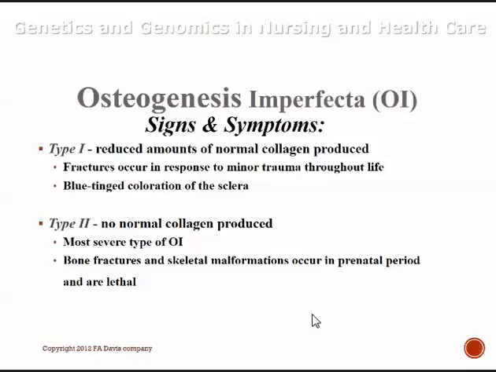Type 2, you have no normal collagen produced. So this is the most severe type of OI. Bone fractures and skeletal malformations occur in the prenatal period, and they are lethal.